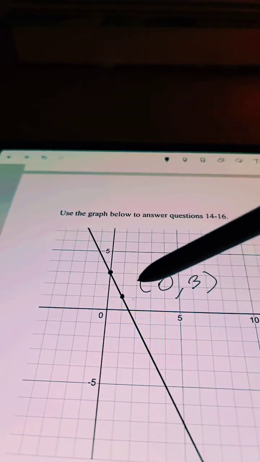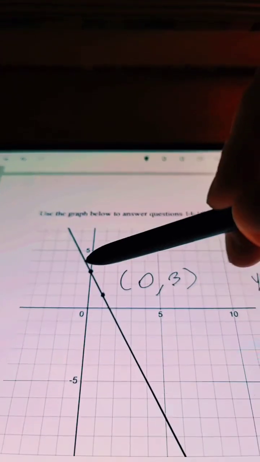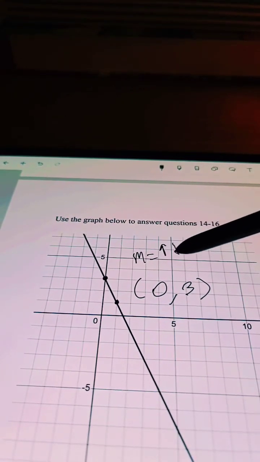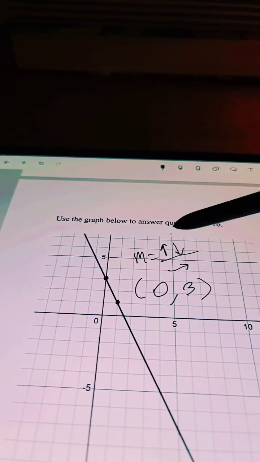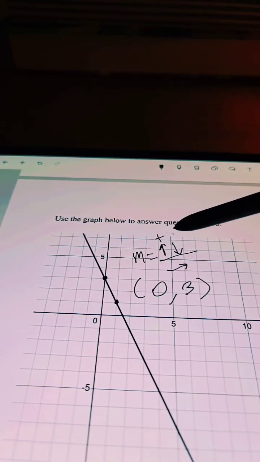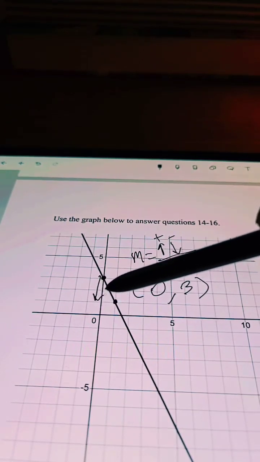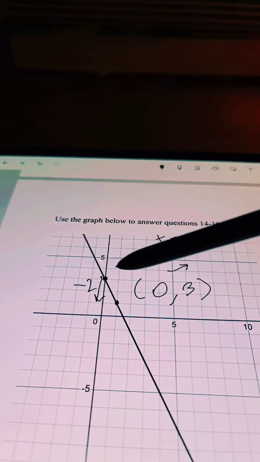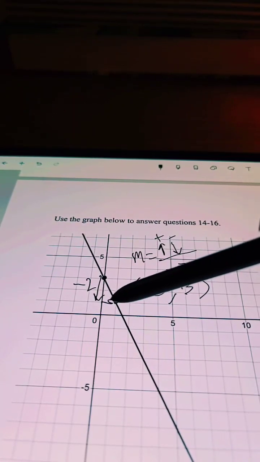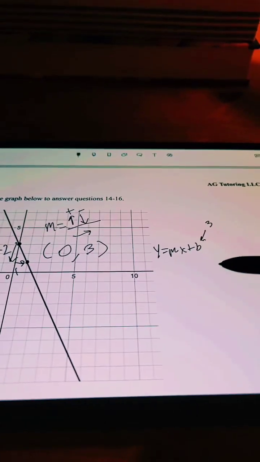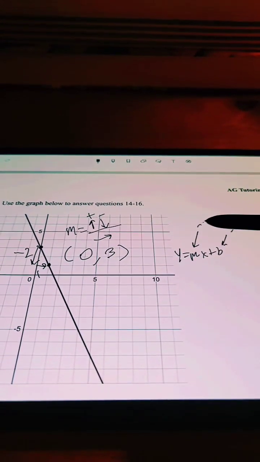Going from left to right, I'm going to see how I travel to figure out the slope, because slope, or m, is equal to how much you go up or down over how much you go to the right. If you're going up, it's a positive slope. If you're going down, it's a negative slope. I'm going down by 2, so it's a negative slope, down by 2 and to the right by 1. So it's going to be negative 2 for my slope.